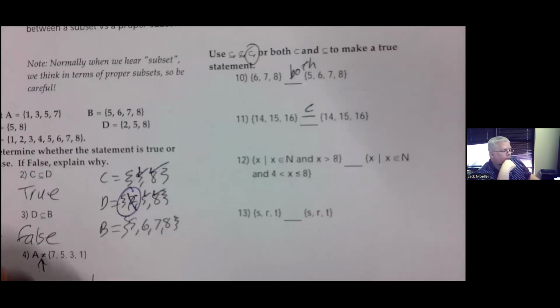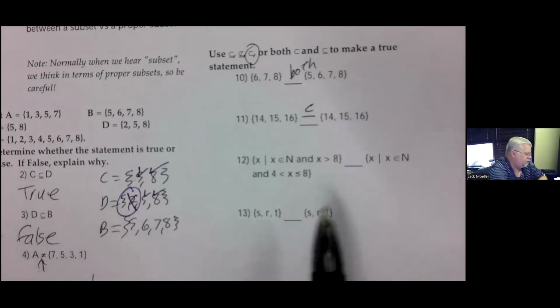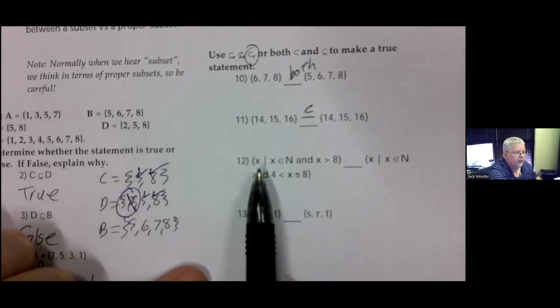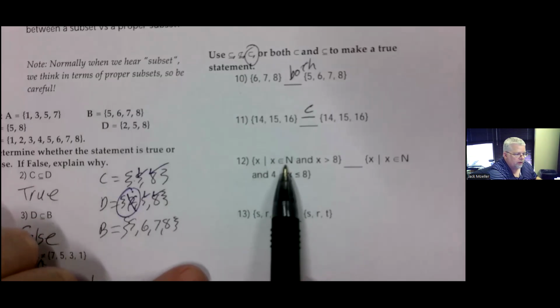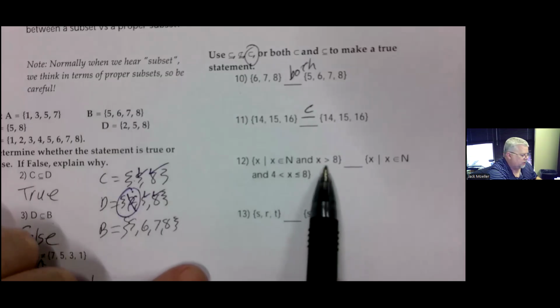All right. And again, that's why I say you have to go back to that definition over and over and over again until you get it burned into your synapses. All right, what are we going to do with 12? Well, first of all, we're going to figure out what sets we're talking about. So this is the set X such that X is a natural number. That means it's positive, and X is greater than 8.